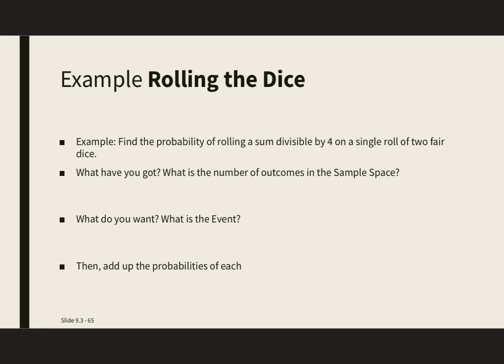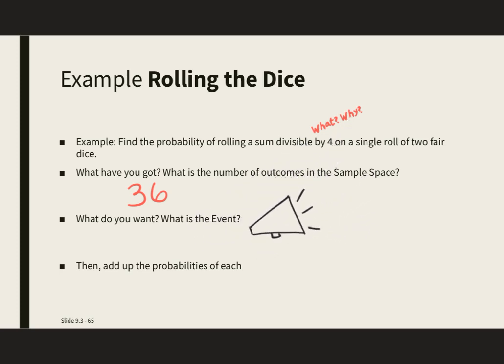Let's get practical with an example, rolling the dice. Here it is. Find the probability of rolling a sum divisible by 4 on a single roll of 2 fair dice. The first question to ask ourselves is, what do we have? What have you got? What is the number of outcomes in the sample space? And those outcomes, like we just learned, is 36. Out of those 36 outcomes, what do we want? What do you really want with your dice? What is the event that we're hoping for?